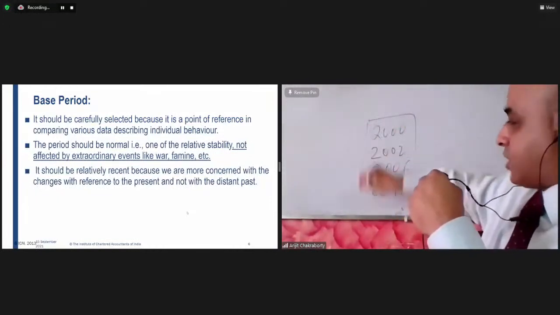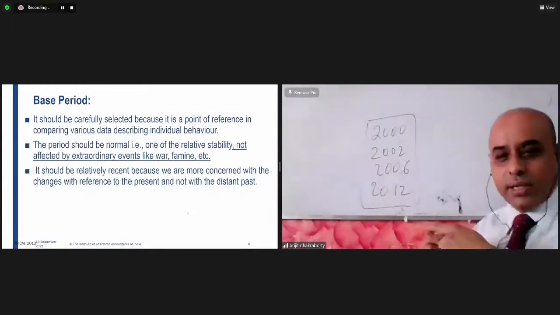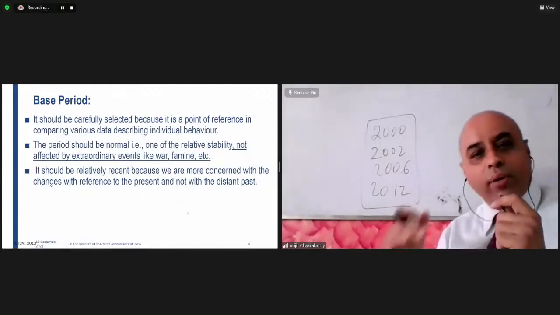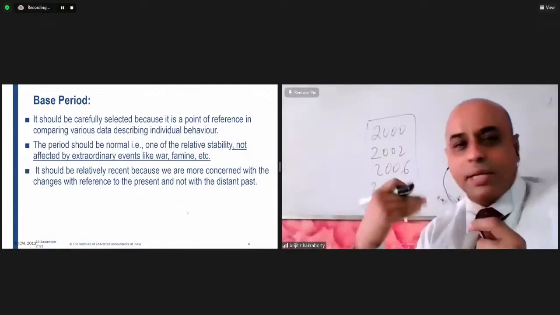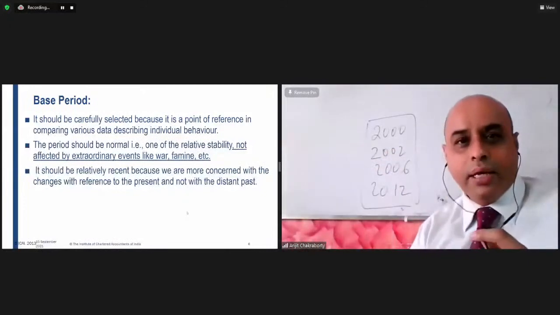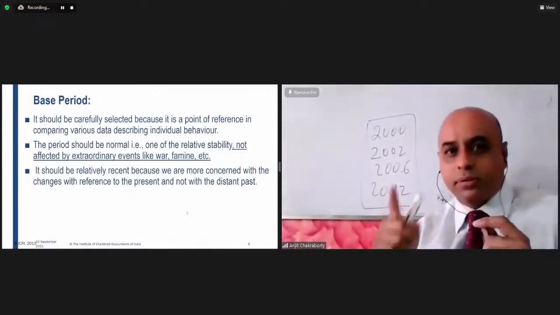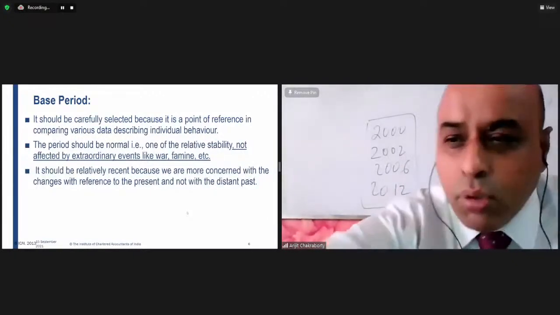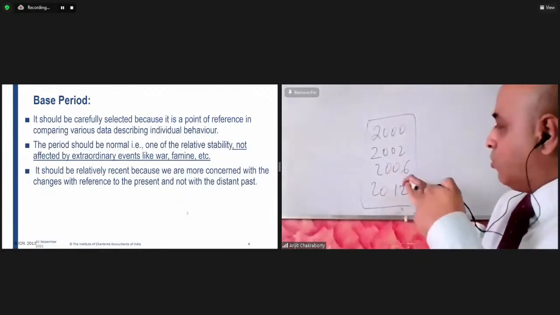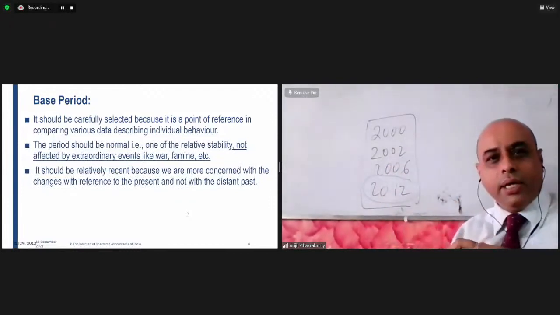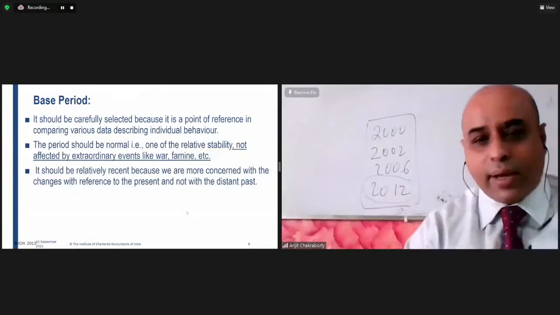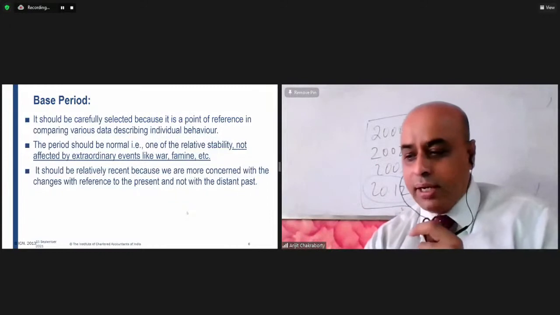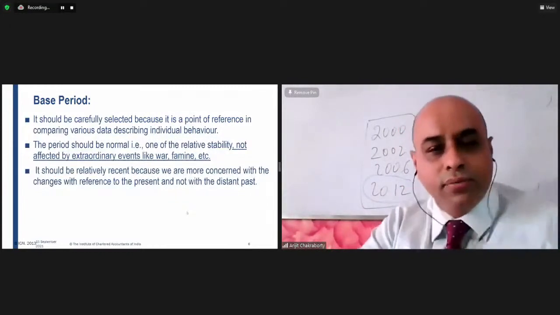And the question further says that all these 4 years, that is 2000, 2002, 2006, 2012, were more or less stable. That means they did not have any fluctuation. Now, looking at the second important point, which we are learning from this particular slide, you can understand that the most recent year is 2012. So if we select 2012 as the base year, it will be more appropriate. Okay. So therefore, kindly note that this is an important point which we need to keep in mind.